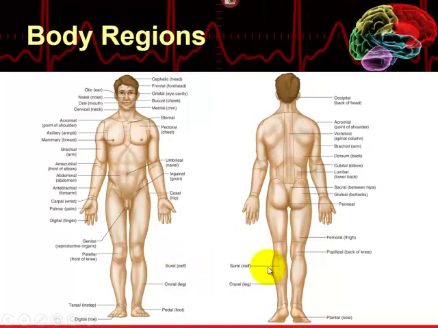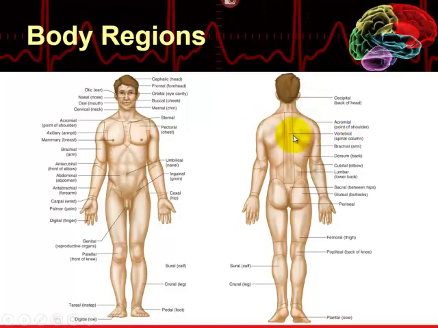Here is crural, which refers to leg, and I don't want this to be confusing. Sural, which is back here, is the calf area. Crural refers to the whole leg. Tarsal is basically the ankle, the instep. You have pedal, which is foot. Digits, which are the toes and the fingers. Occipital is the back of the head. Acromial, like I was saying, points on the shoulders.